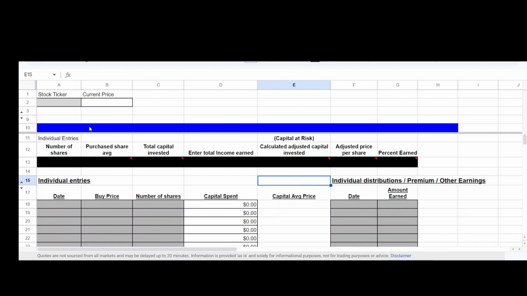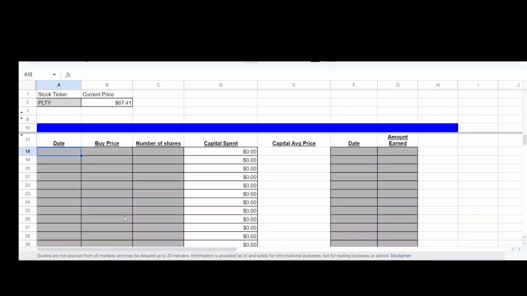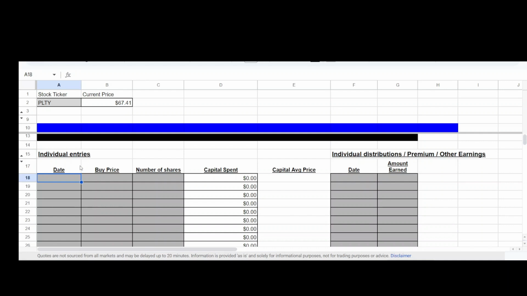We're going to use the ticker PLTY. Whenever I enter that, it will show me the current price through Google Sheets. As you can see, the current price as of this video is $67.41. That's the current price, and now all I have to do is enter my individual entries, and then I will enter my distributions.